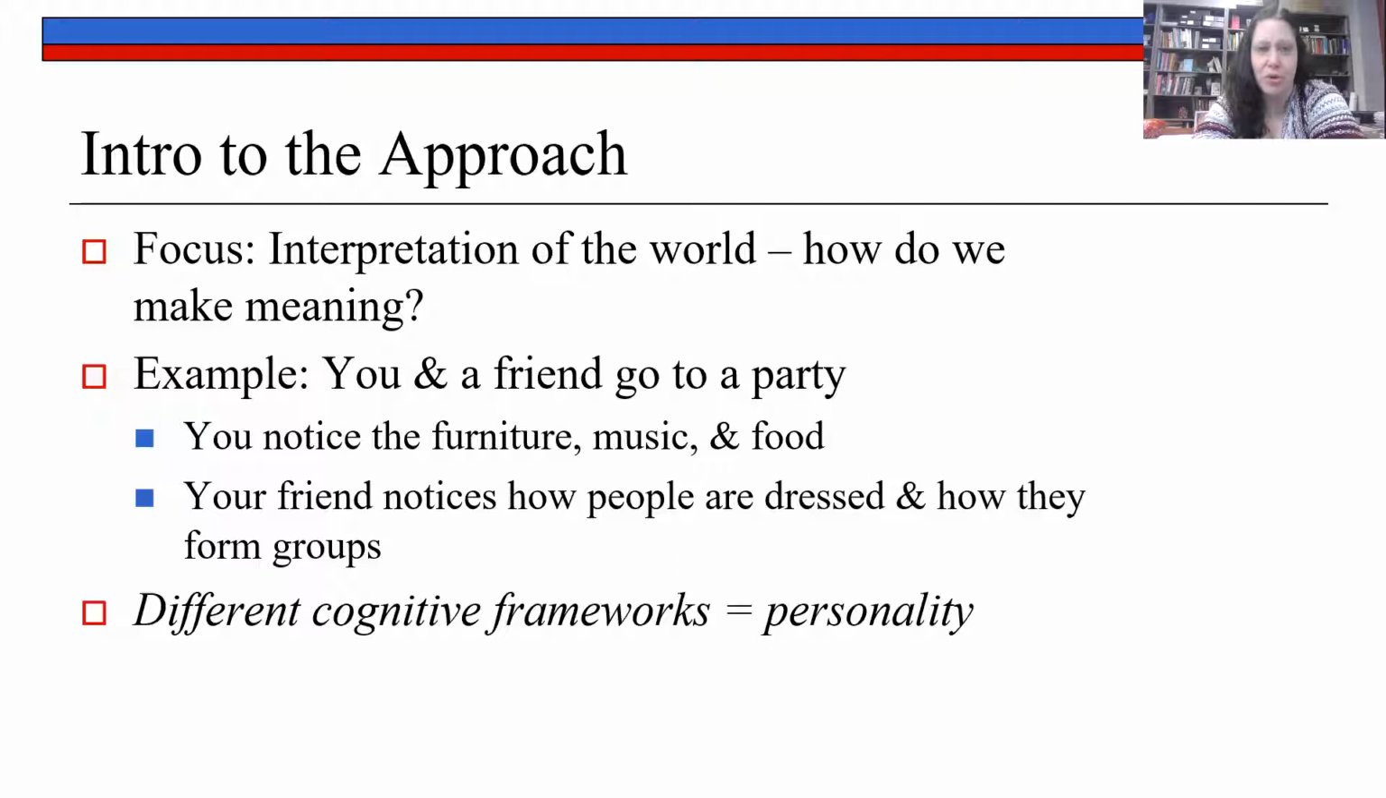So the point is that personality from the cognitive perspective is all about how do you think about the world? How do you process what happens around you? And you might do that in a different way from your friend or from anyone else. And that's what your personality is in the cognitive approach. It's how do you think about the world, which is why it's called the cognitive approach. So the idea is that different cognitive frameworks are what build your personality.